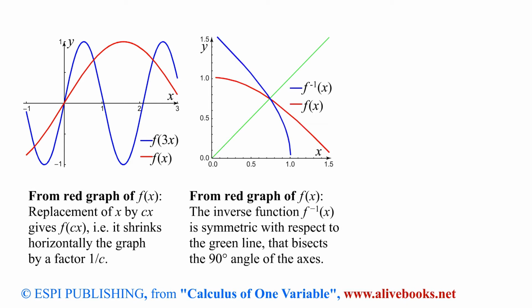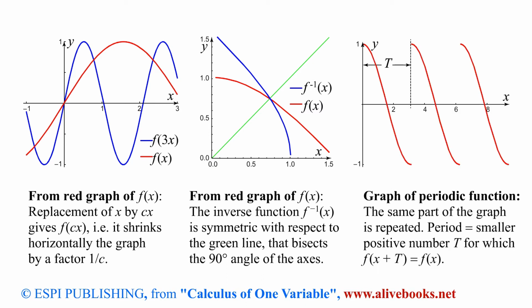In the fifth example we start with a function whose graph is given by the red curve. Every horizontal straight line cuts this curve only at one point. Therefore, this function has an inverse, represented by the graph of the blue curve. The red and blue curves are symmetric to each other with respect to the green line, that bisects the 90-degree angle of the x and y axes.